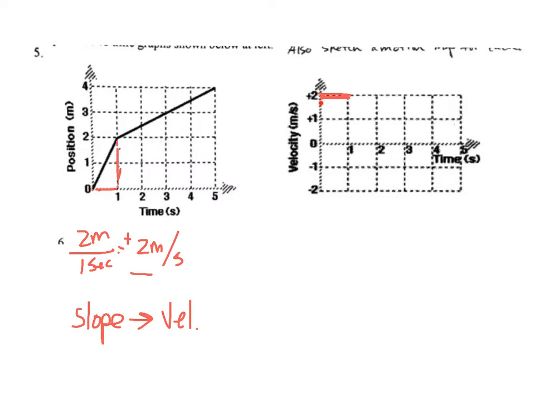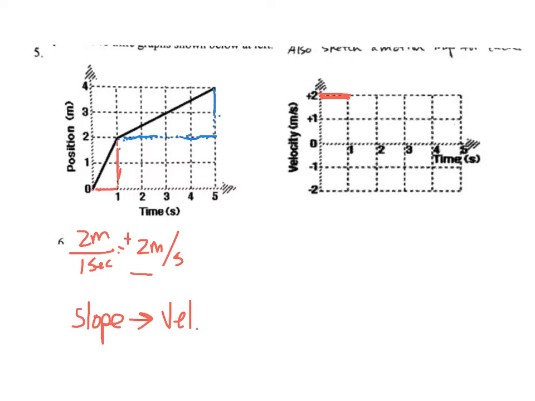Okay, so anyway, positive 2 meters per second, and that only lasted for 1 second. Notice, that only lasted for 1 second, and then the slope changed. So now we got to figure out another slope. Hopefully you did this. We figure out the slope of the second part, like this, and like this.